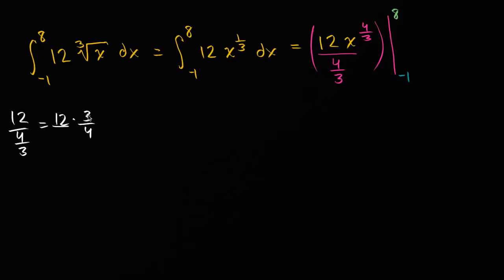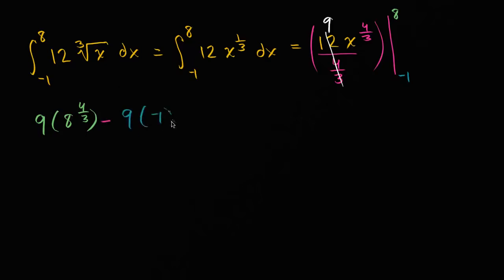So we could rewrite this as 9x to the 4/3 power. So if we evaluate it at 8, this is going to be 9 times 8 to the 4/3 power. And from that, we're going to subtract it evaluated at -1. So this is going to be 9 times -1 to the 4/3 power.